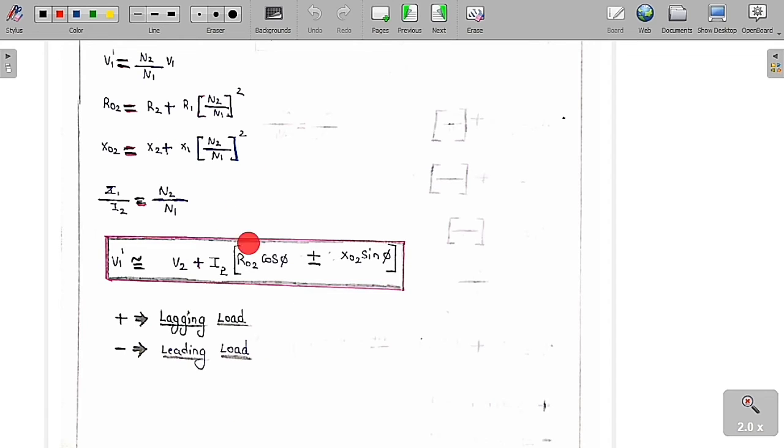If you apply only the magnitude values, then V1 dash is nearly equal to V2 plus I2 into (R02 cos phi plus or minus X02 sin phi). Plus is used for the lagging load and minus is used for the leading load. This is only for the magnitude values. I've already told you N1 I1 is equal to N2 I2, therefore I1 by I2 is equal to N2 by N1.